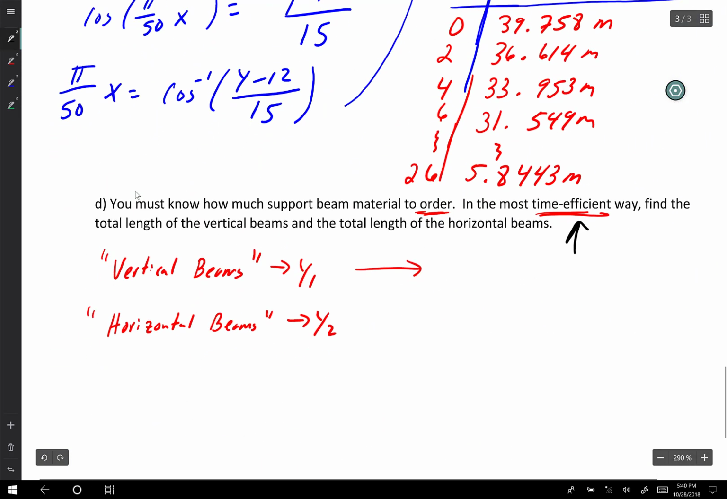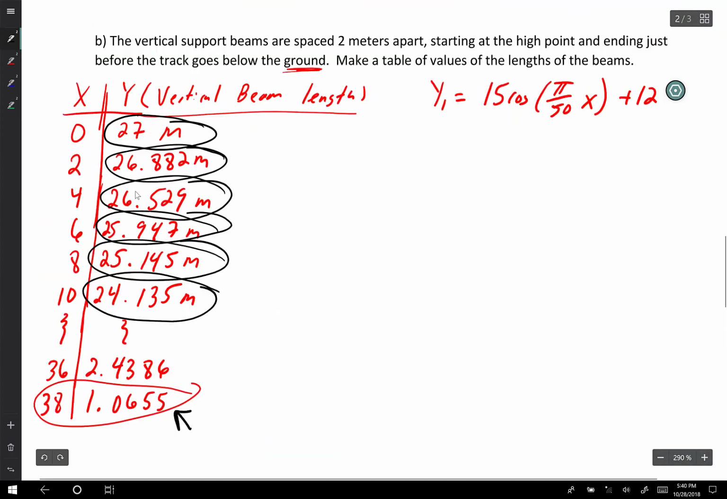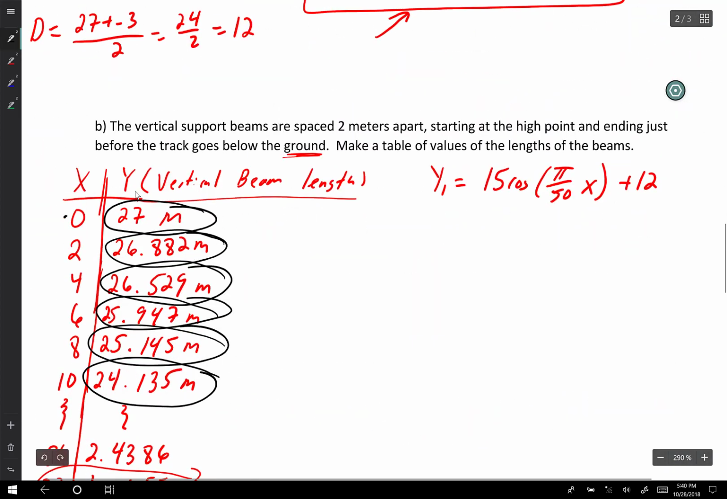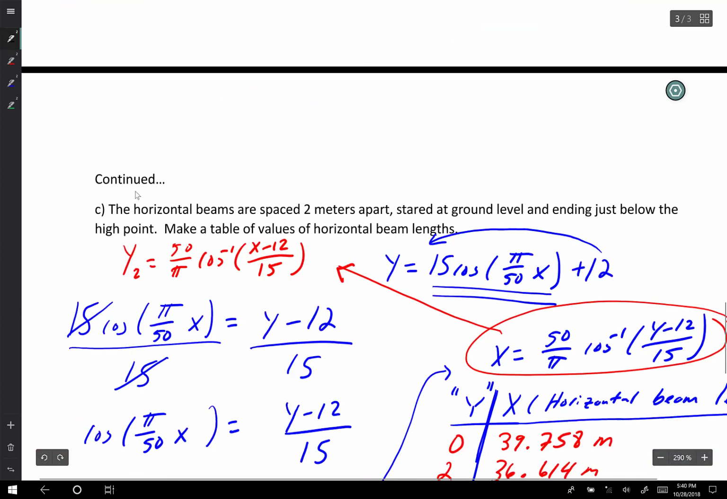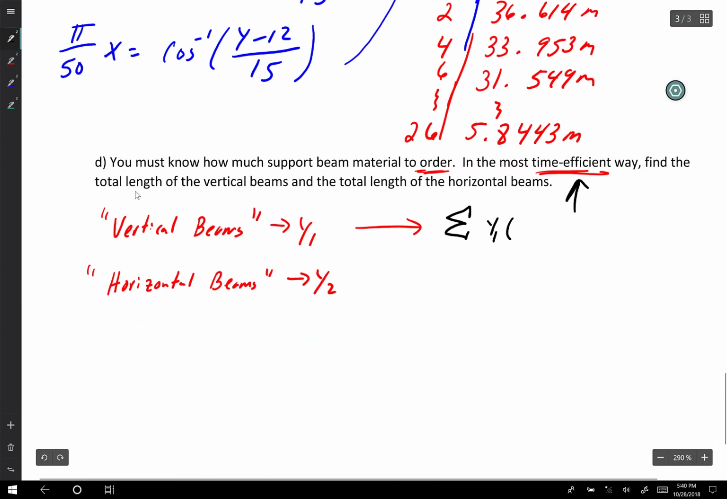So here's what you do. This sigma here stands for sum. And I'm going to sum Y1. Now notice, we want to sum it goes 0, and then it goes 2, and then it goes 4, and then it goes 6, and then it goes 8. So we want to skip the 1, we want to skip the 3, we want to skip the 5, we want to skip the 7. So to skip those, you go y1 of 2x, and that will skip them. And you start at x equals 0.